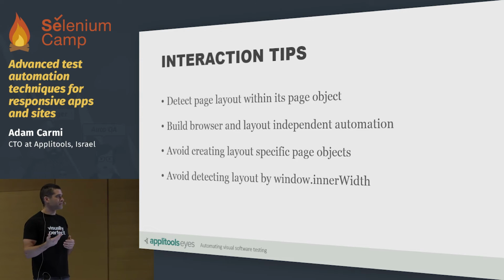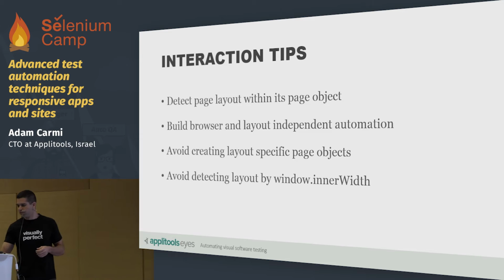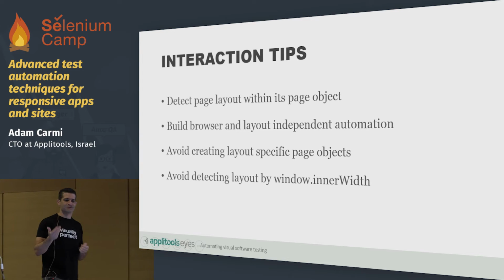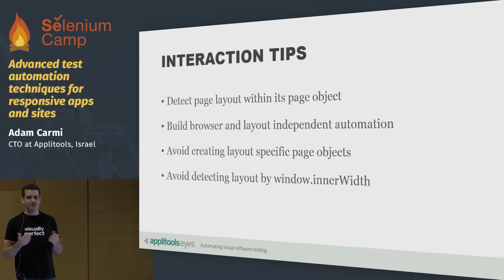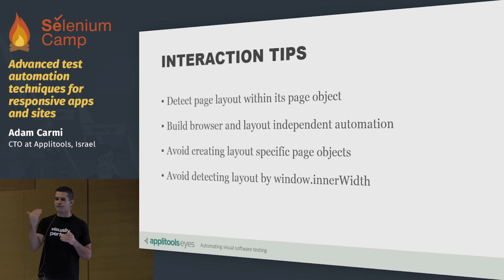Now, the upside of this should be clear. You simply have fewer page objects to write and maintain. And those of you who work on large-scale test automation projects know that maintaining dozens of page objects is not fun. Just think about what would happen if you had to multiply that number by 5. It would be too much.